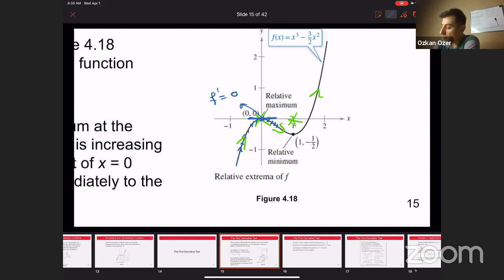And the same way, you keep decreasing and decreasing till you hit x equals 1. And then it turns back up and you start increasing. So we have another critical point here where f prime is equal to 0. Okay, so this tells me that you have a relative minimum at x equals 1. All right.